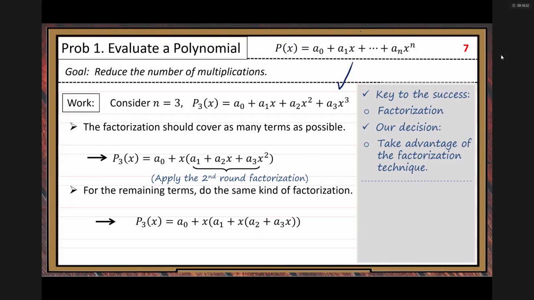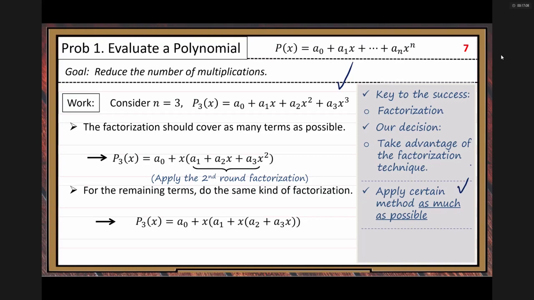Let's do the counting. Let's count the number of multiplications in this new expression. So here you can see the strategy: we apply a certain method as much as possible. Later I will come back to this point. Now I want to count the number of multiplications in this.